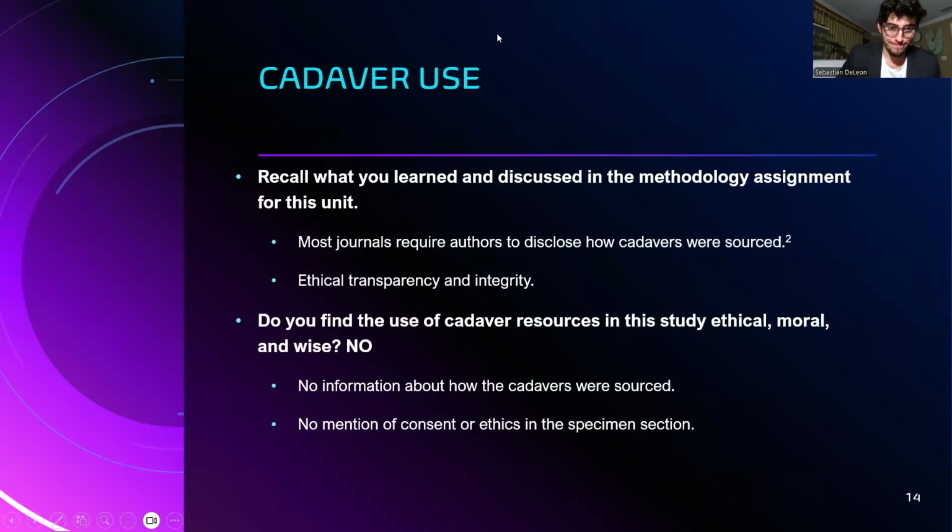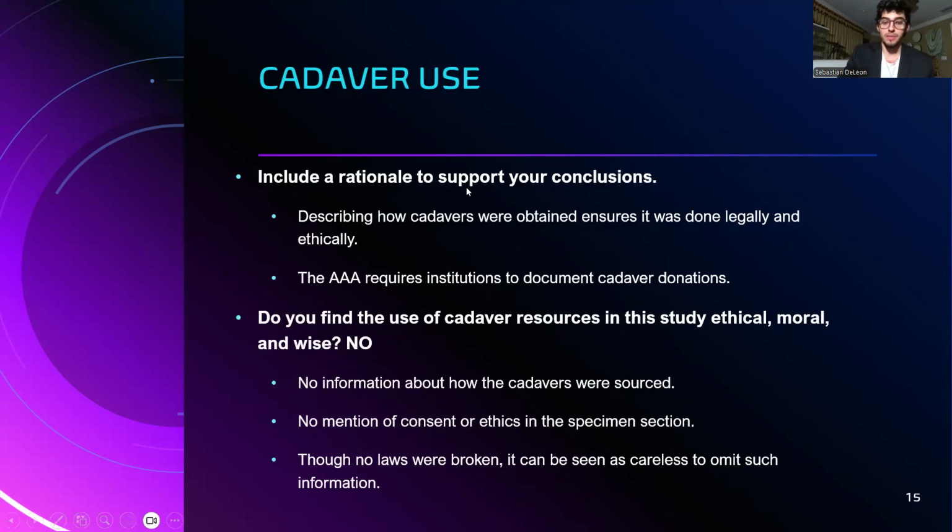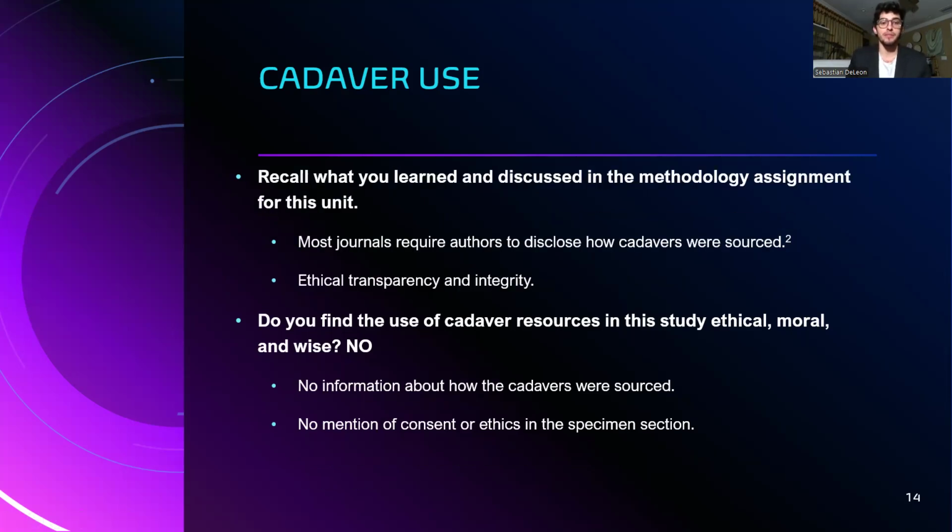As for cadaver use, now, most journals require authors to disclose how cadavers are sourced, but this is left to the local and regional regulations' discretion. Institutions can also apply their own regulations atop the local and regional regulations, but they're not required to. I learned this from the AAA, the American Association for Anatomists. Ethical transparency and integrity is important in cases using something as sensitive and personal as a cadaver. So knowing where those come from, at least in one sentence, would be very useful for the purposes of ethics.